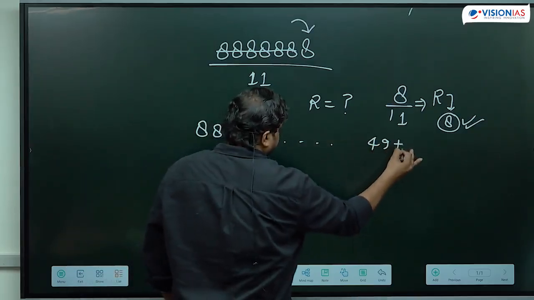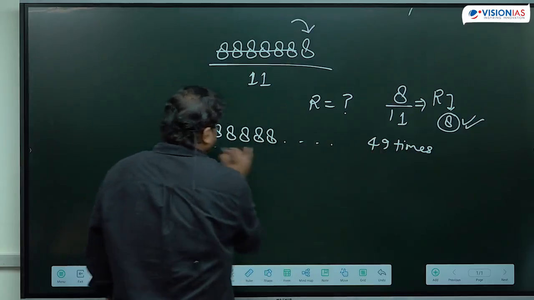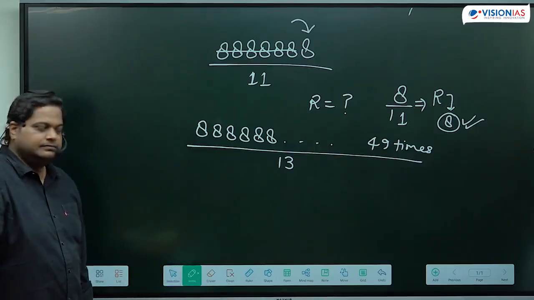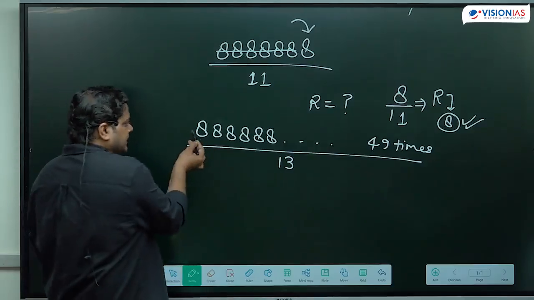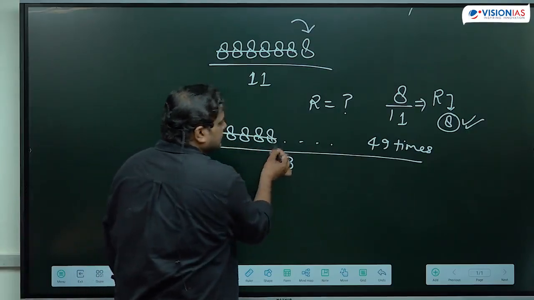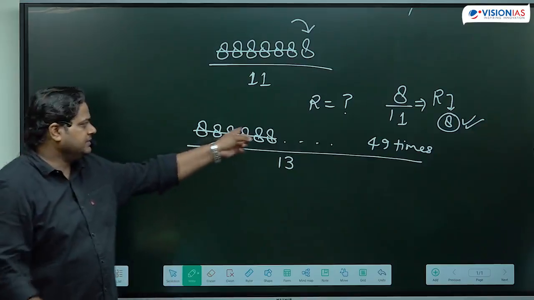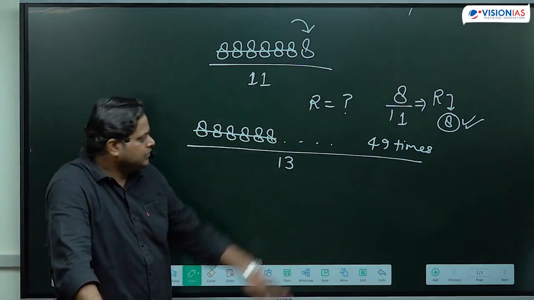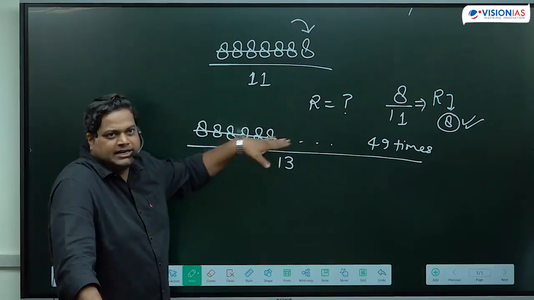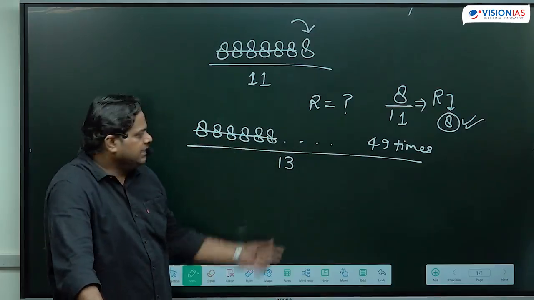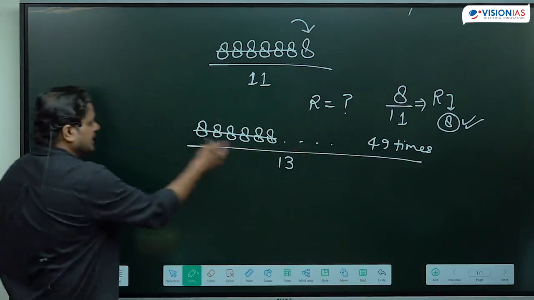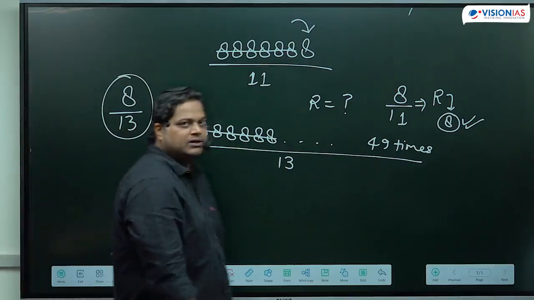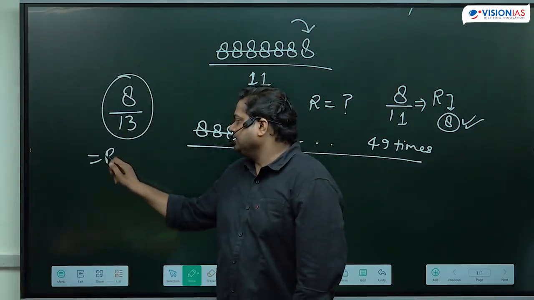If I write 8 8 8, 49 times, and divide by 13, so we'll see ki how many times these 6 8s are coming here. 6 की टेबल में देखेंगे, 6 into 8 we are getting 48. So 48 times जो 8s आ रहे हैं उसको हम ऐसे क्रॉस कर सकते हैं. रिमाइंडर विल बी कमिंग विथ लास्ट 8. लास्ट 8 को if we divide by 13, what remainder we are going to get? 8.